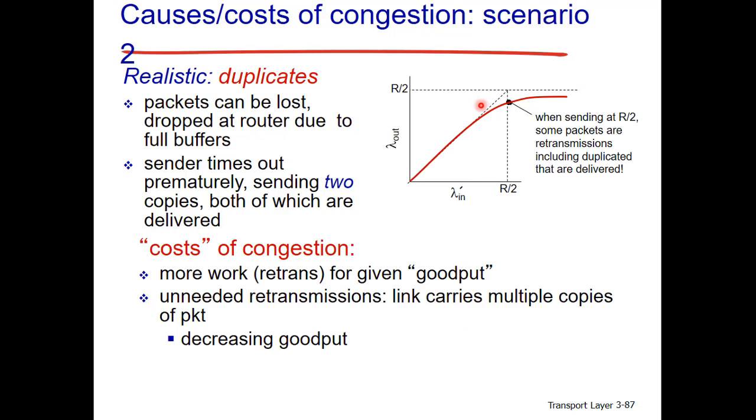In this scenario, this is the lambda n dash, which never equals R by 2 because of the retransmission. When sending R by 2, some packets are retransmitted, including duplicates that were delivered. Realistically, packets get lost, dropped at the router due to full buffers. The sender times out prematurely, sending 2 copies, both of which are delivered. The cost of congestion is more work on transmission for the same good throughput.